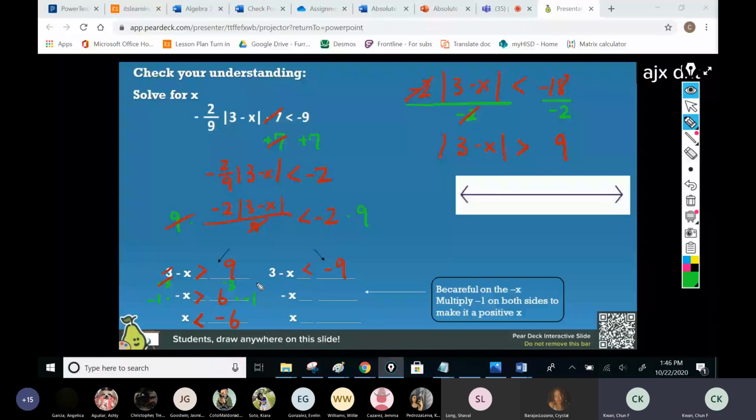All right, and then the other one is pretty similar. -3, -3. And then times -1 on both sides. All right, so that's the last problem.